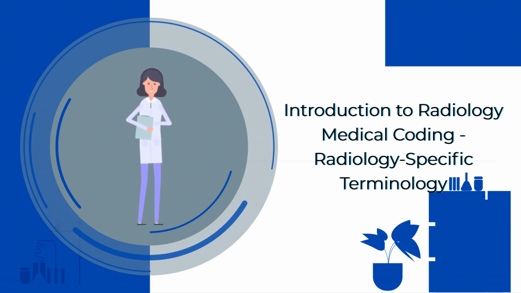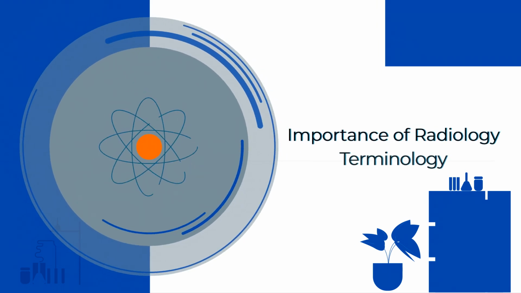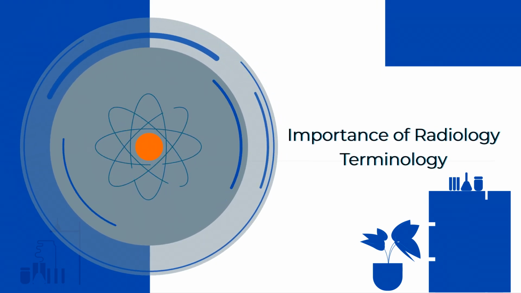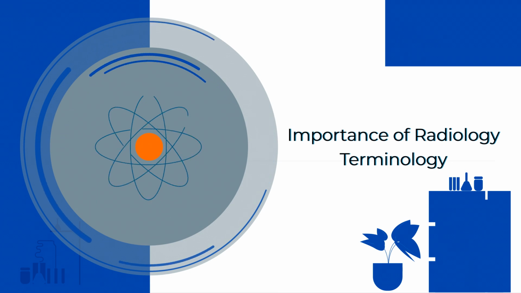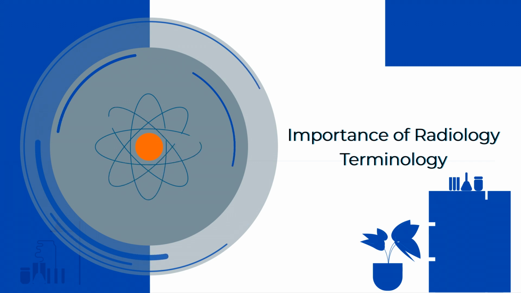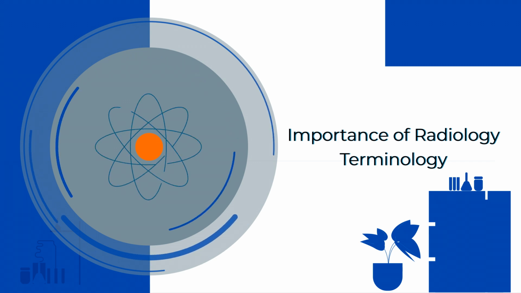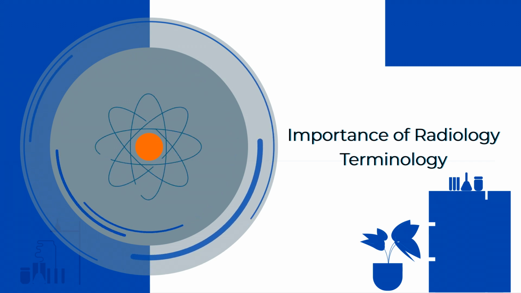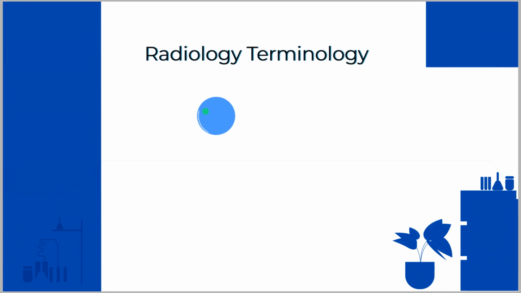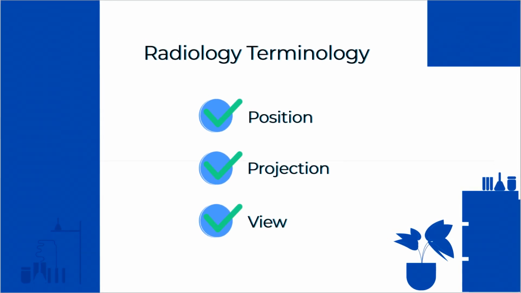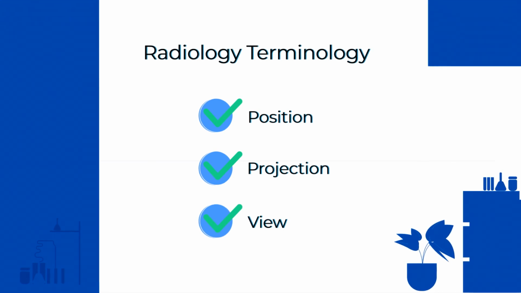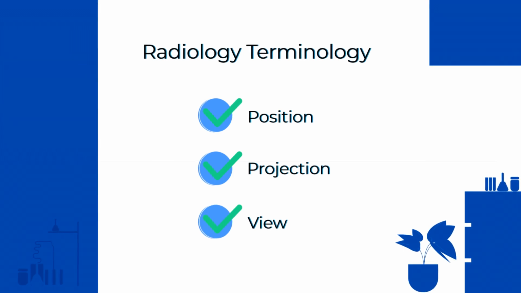Let's begin. Section 1, Importance of Radiology Terminology. A solid understanding of radiology terminology is critical for coding professionals. It ensures precise communication and accurate code assignment for diagnoses and procedures. In general radiology, three terms you will frequently encounter are position, projection, and view. These terms, although sometimes used interchangeably, have specific meanings that affect code selection.